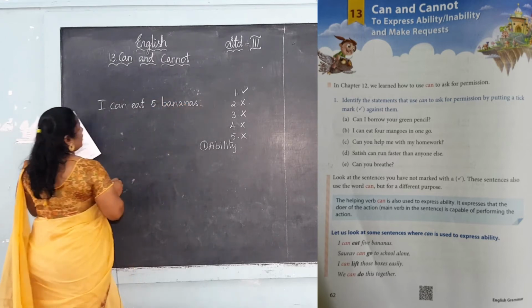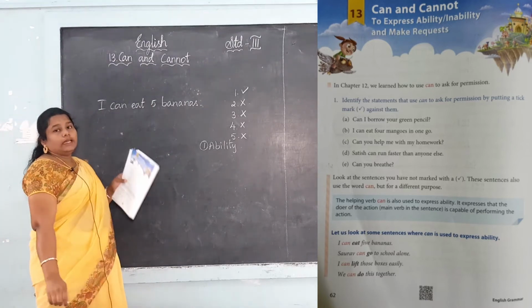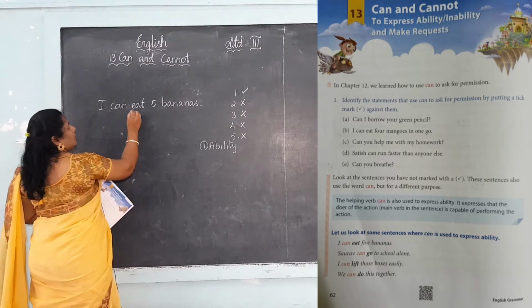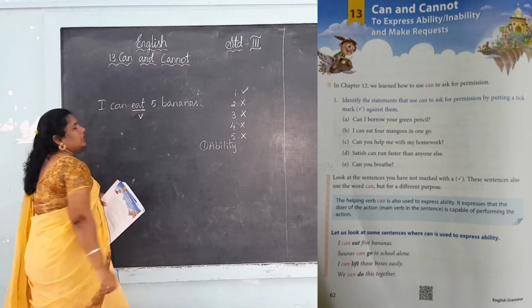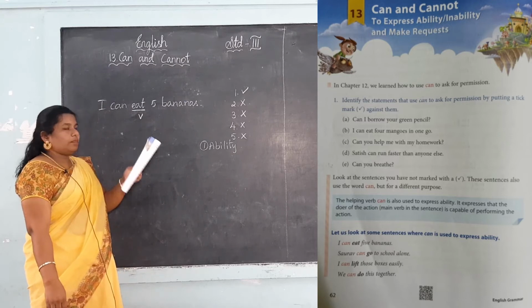I can eat 5 bananas. See, which is the verb here? What is meant by verb? It is an action. Okay, action. ஏதாவது ஒரு வேலை. See, verb. It is verb. We know it is verb. Okay, it is verb. See, I can eat 5 bananas.